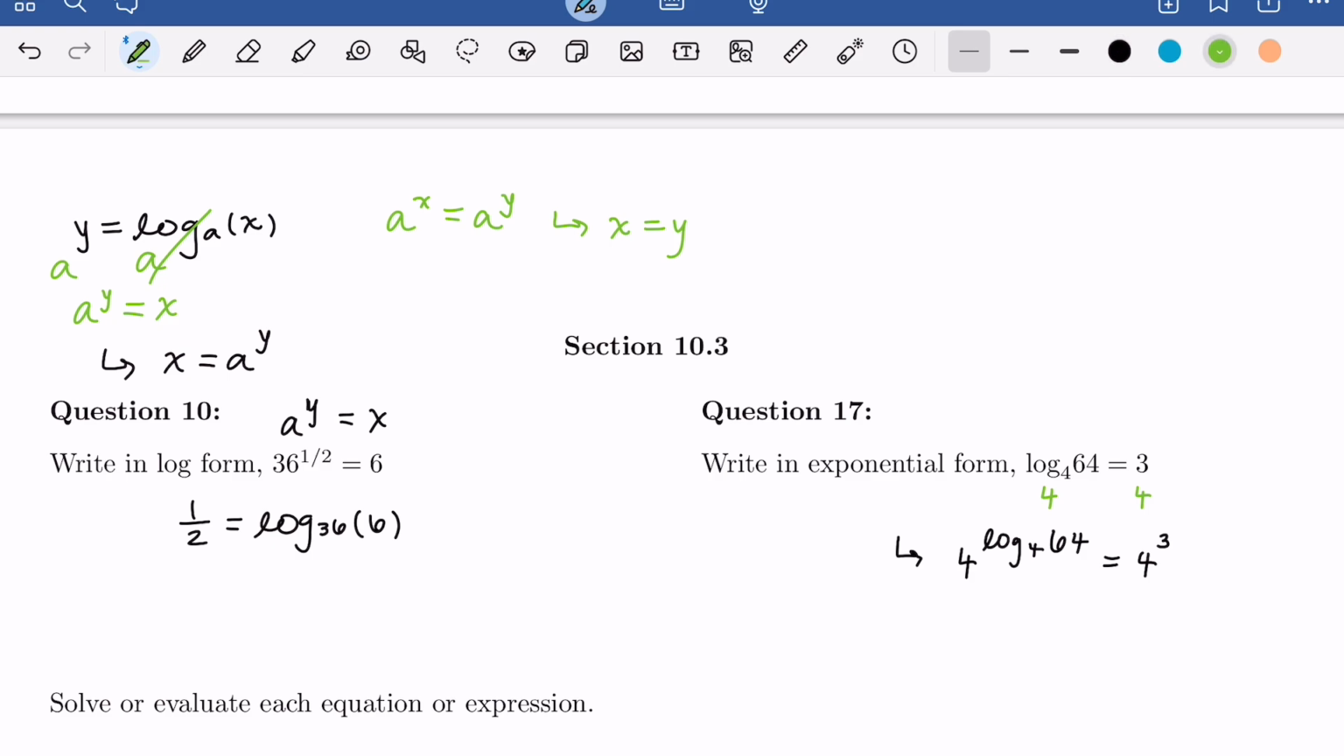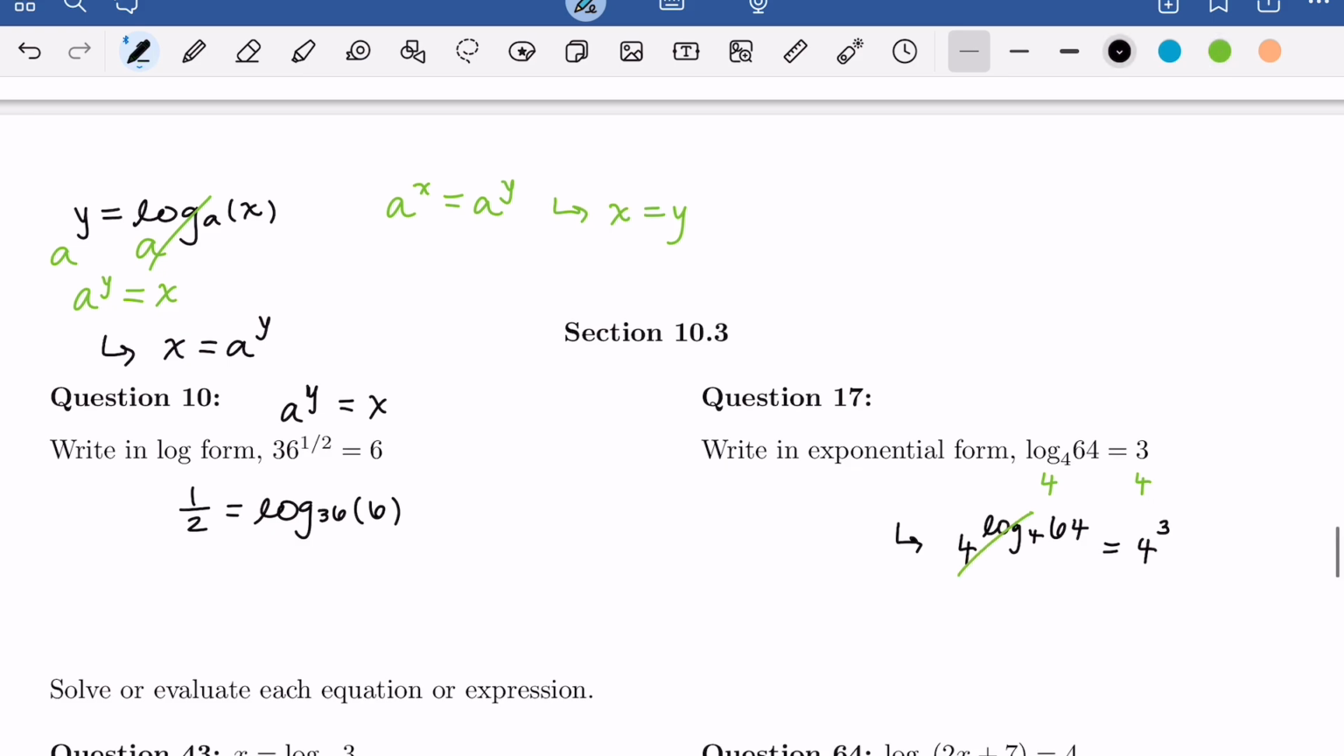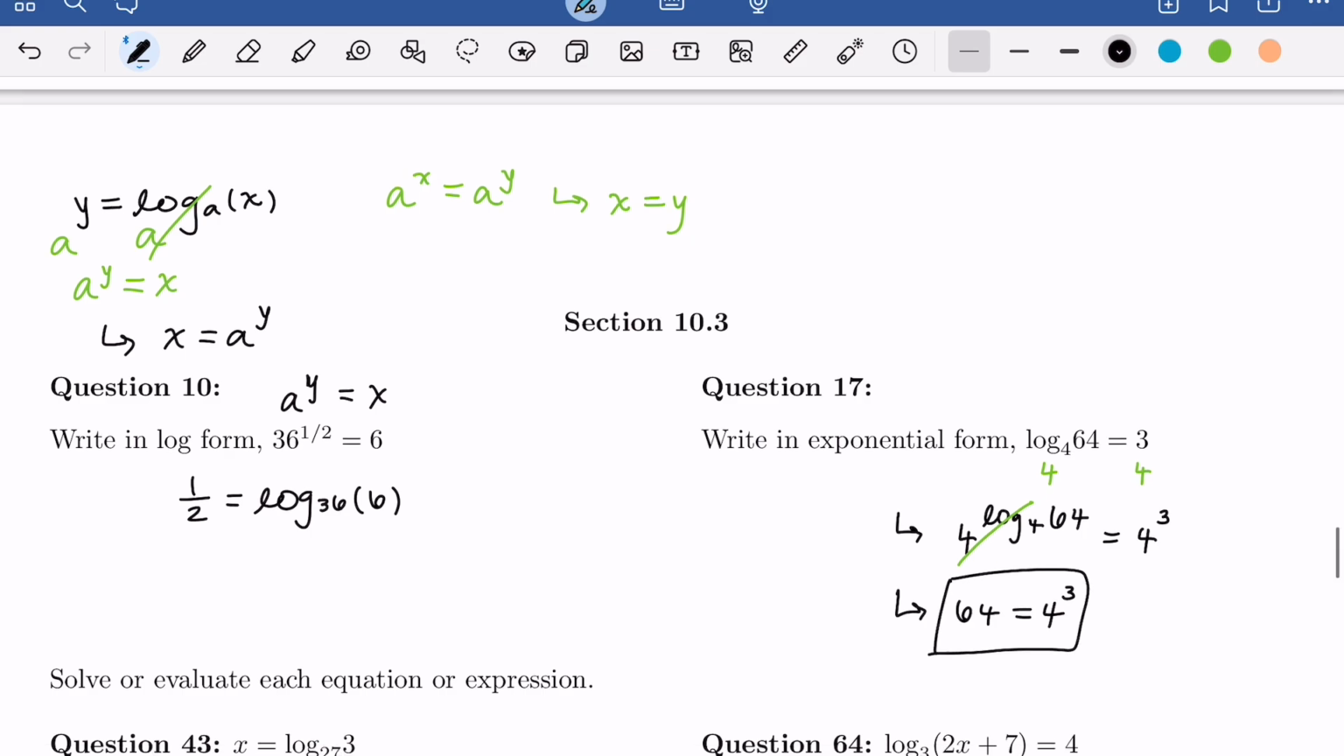Now we know that this log and this exponential are going to undo each other, and so this 64 is going to come down, and this is going to be equal to 4 cubed. We know that this is a true statement here. 4 cubed is in fact equal to 64. So this is how we would write this guy in exponential form.